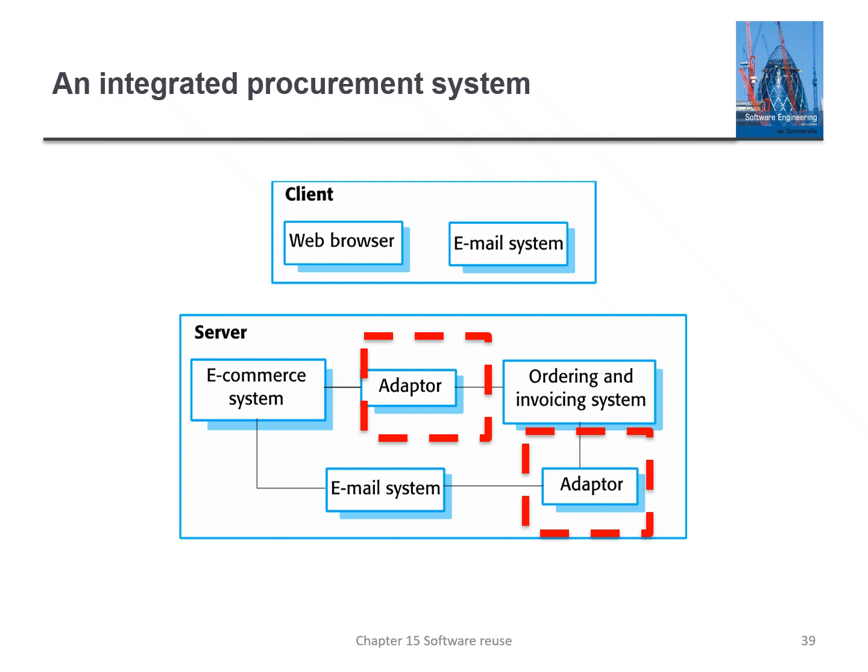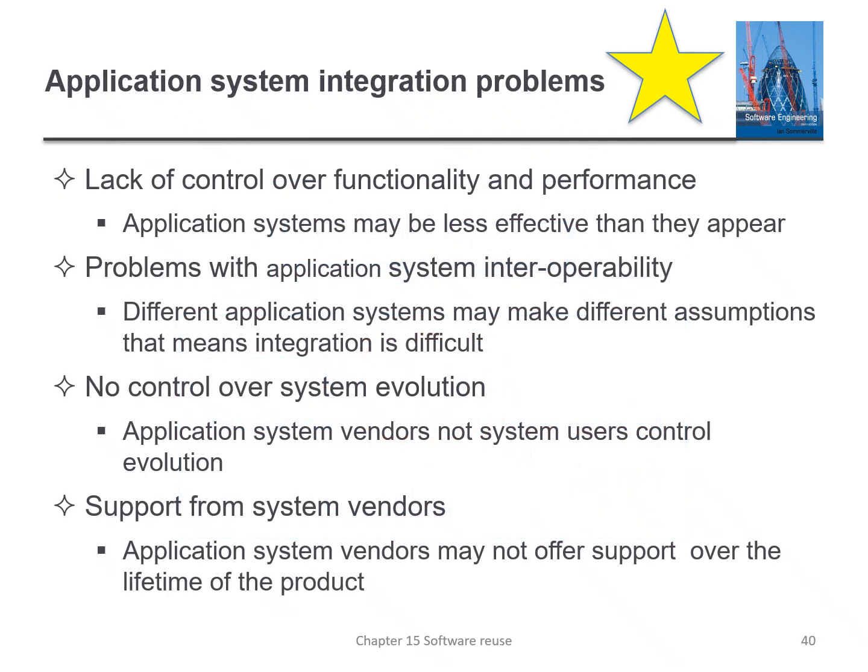Sometimes, for example, if you find a system that almost meets your requirements, you need to change it a bit so that you can adapt it with your existing system. So maybe you need to write an additional program so that it can adapt the system, maybe in terms of handling data to meet the format that is required. So these are some of the problems which are faced when you are doing application system integration.